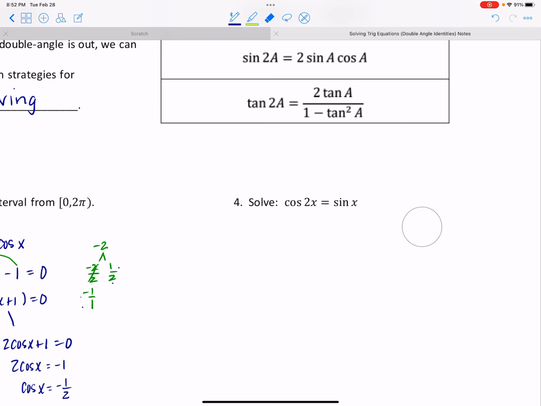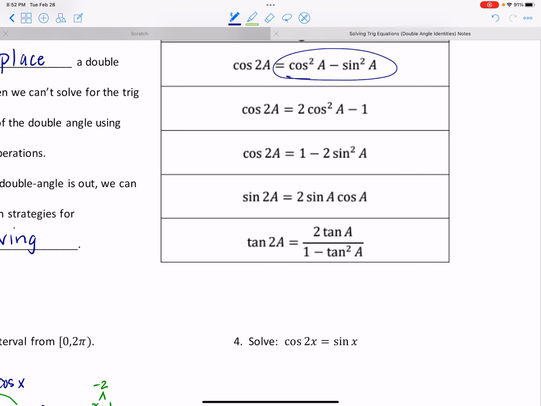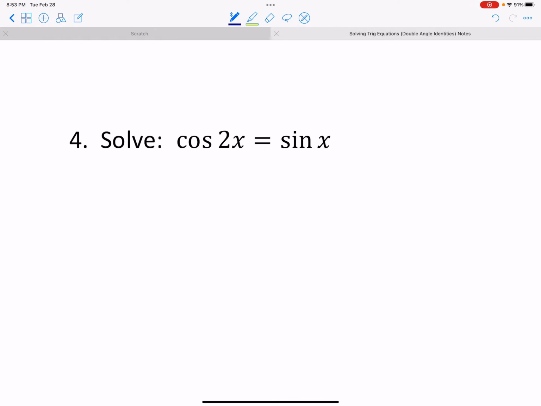So if I go to my list of double angles, I don't want to use one that has cosine and sine. I don't want to use the one that just has cosine. I want to use the one that has sine. So this is going to be the winner. I'm going to replace my cosine of my double angle with 1 minus 2 sine squared of my angle. So replacing this becomes 1 minus 2 times the sine squared of x equal to the sine of x.